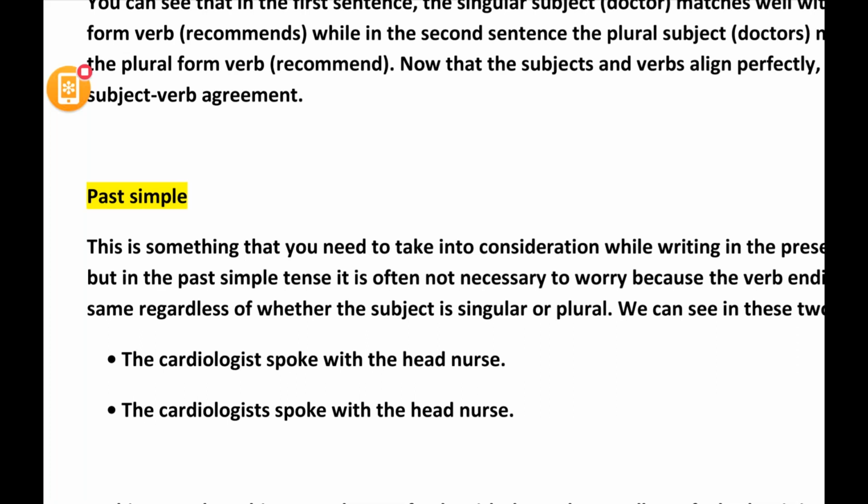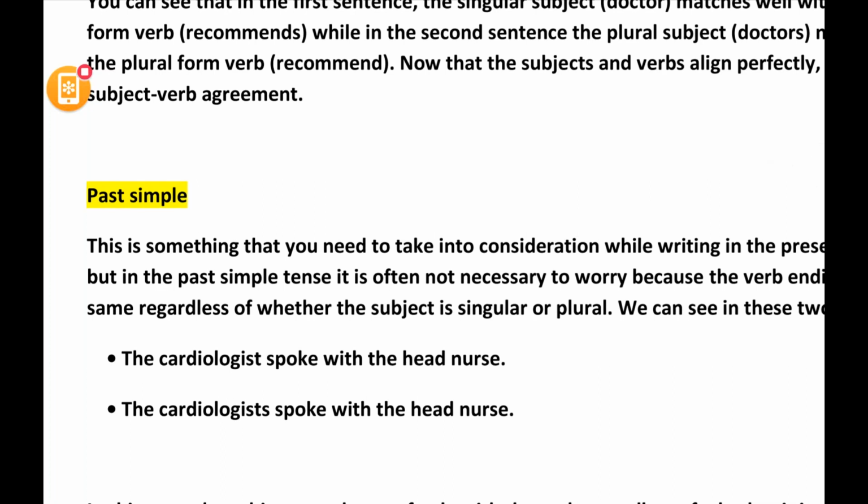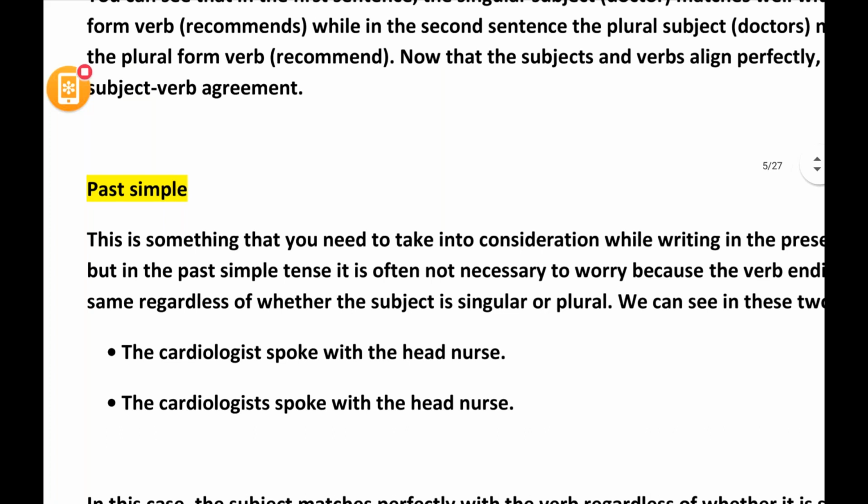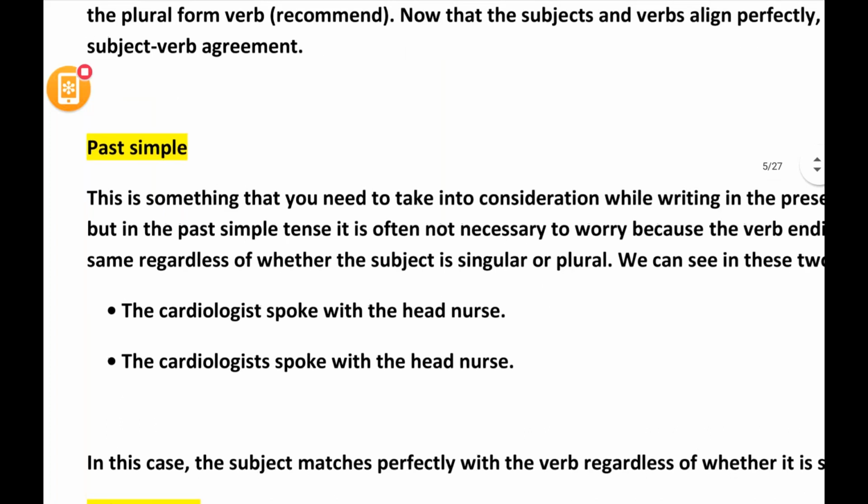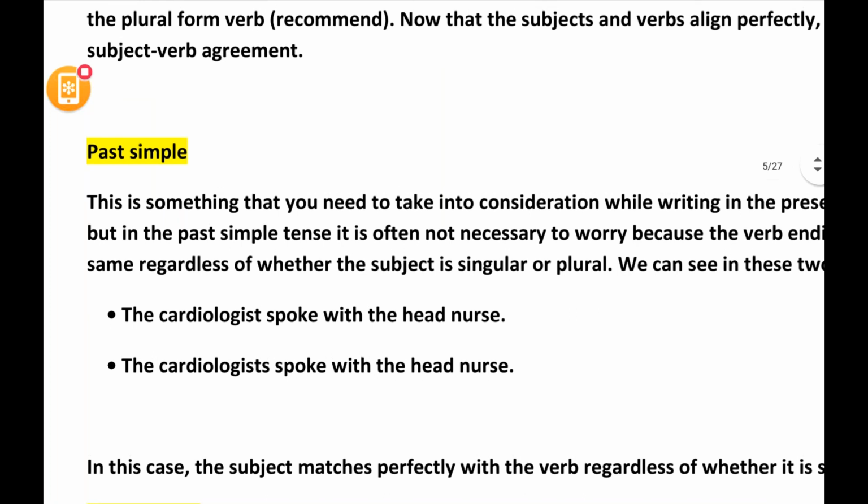In the simple past tense, cardiologist means one doctor, cardiologists means many doctors. So whether one person spoke or many persons spoke, the verb is the same. There is no S or ES. S or ES comes with the verb, not with the noun or the subject. It is implemented only in the simple present tense. It's very simple. Just remember the thumb rule of grammar: S or ES with the singular will be used only in the simple present tense. That's it.